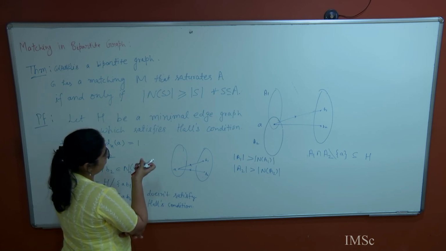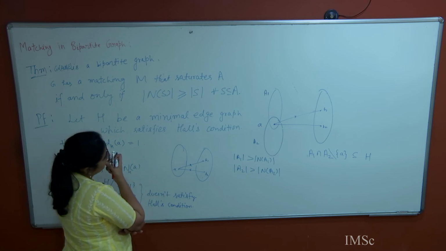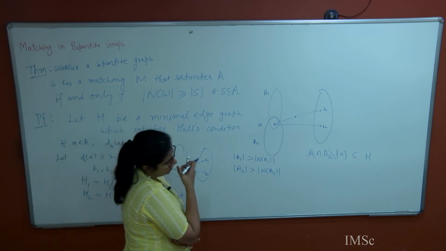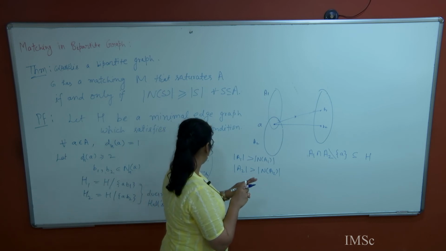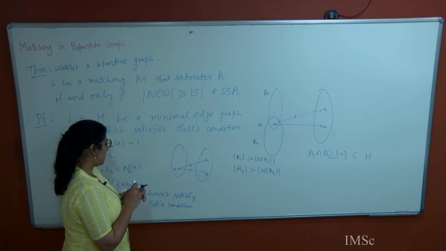So, removing one edge, A B1 or A B2, violates Hall's condition, and if the intersection only contains A, then that violating set must contain A, and we know that for A it is not violating.